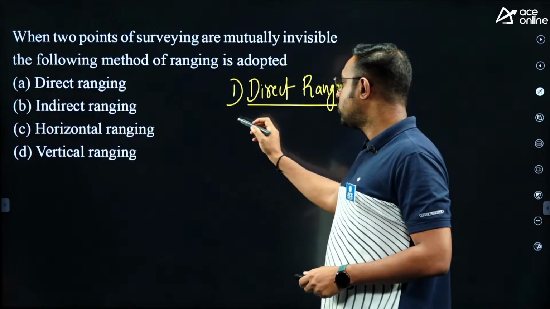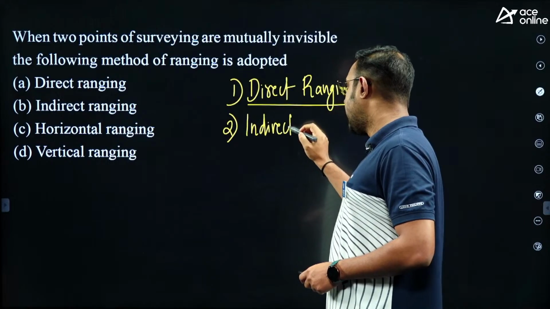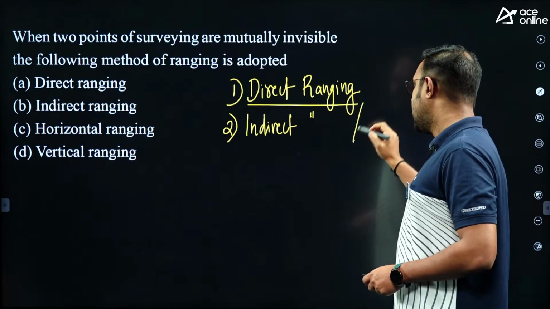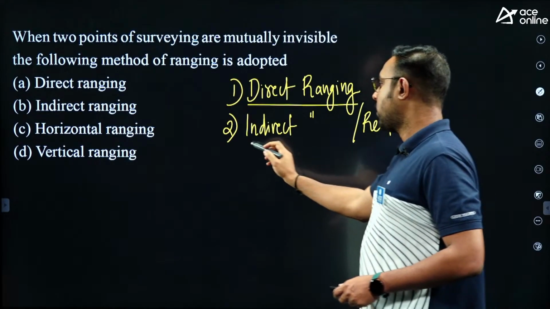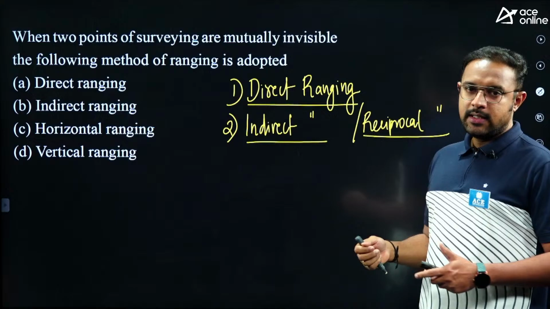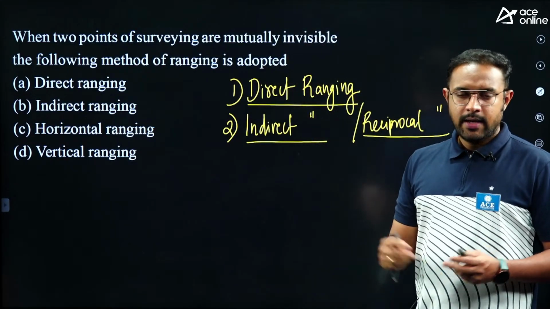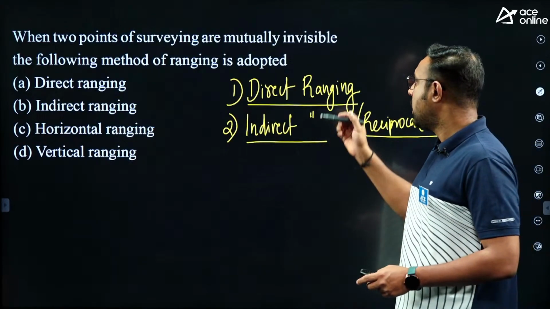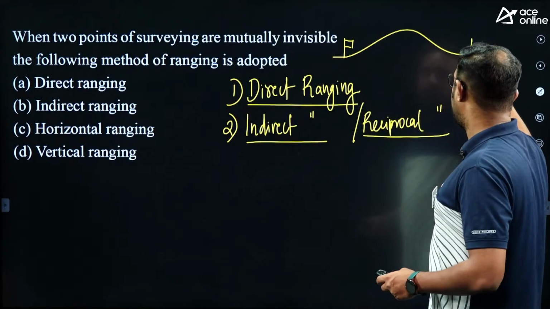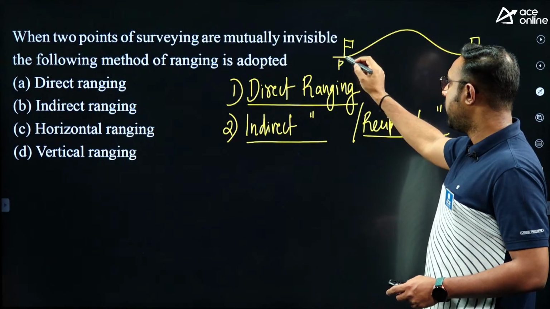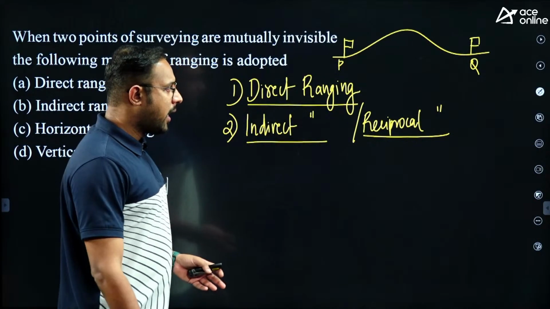Now if this indivisibility is not there, we will go for something known as indirect ranging. We call it indirect ranging, or sometimes reciprocal ranging. What is the field condition? I am standing at P, but the next end station is not visible to me. For example, there is a small elevated ground in between the two endpoints, P and Q. Standing at P, can I see Q? The answer is no. So we cannot go for direct ranging.